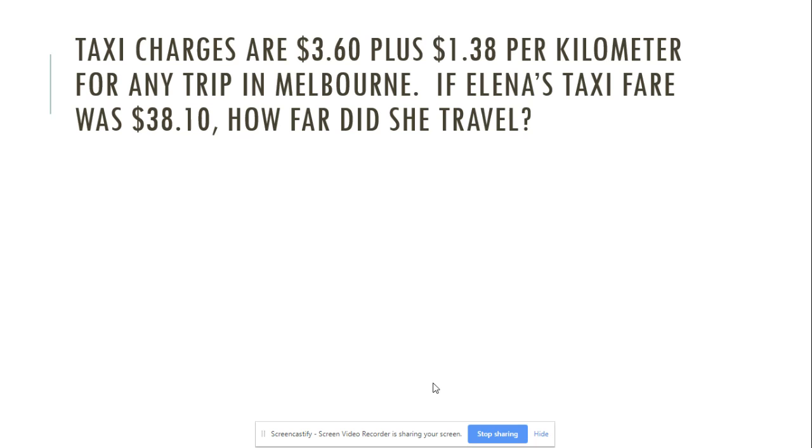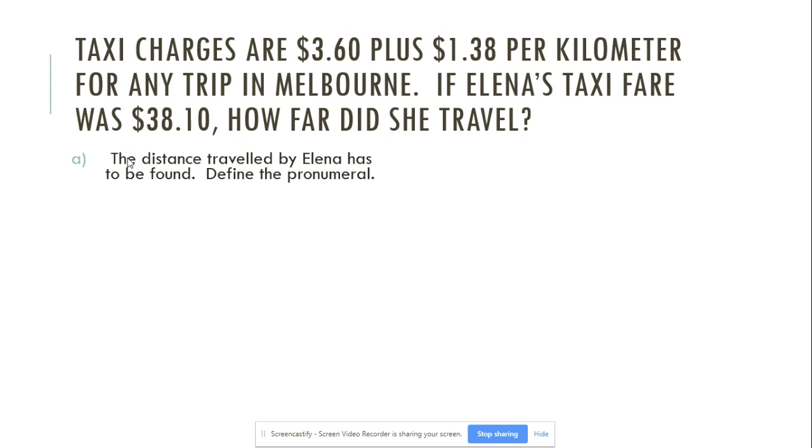Taxi charges are $3.60 plus $1.38 per kilometer for any trip in Melbourne. If Alina's taxi fare was $38.10, how far did she travel? So what it means is $3.60. When you get in the cab, they charge you $3.60. Then they charge you $1.38, $1.38, $1.38 every kilometer you go. Now the total of her taxi fare was $38.10. How far did she travel?